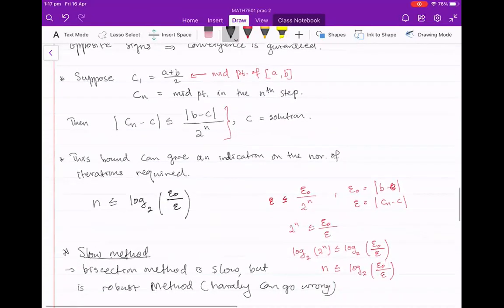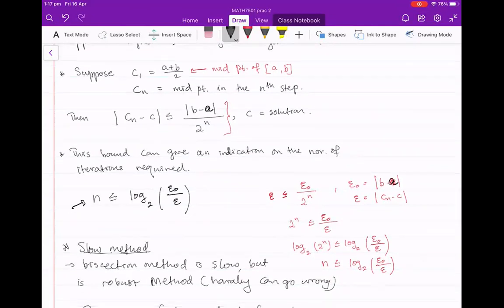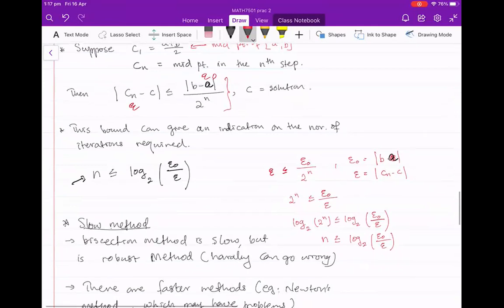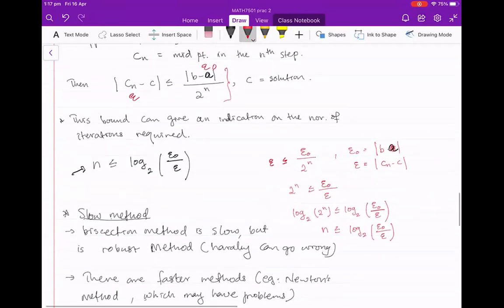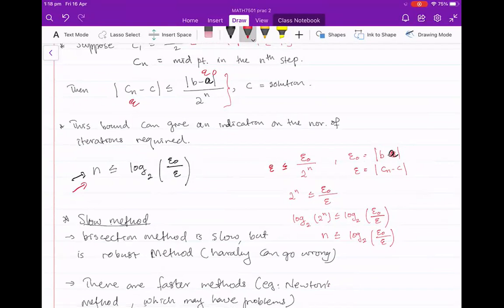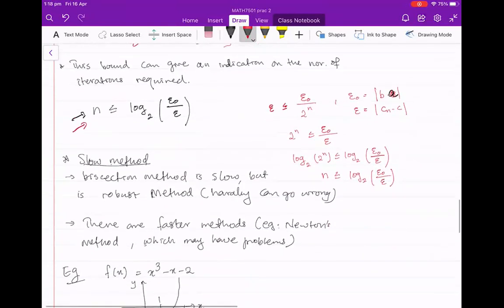Now the number of steps required is given by this. Let's say it is less than or equal to log 2 of E0 divided by epsilon, where E0 is the initial interval length. So the convergence is linear, which makes it slow compared to other algorithms like Newton's method. But this has the advantage that the convergence is guaranteed by the intermediate value theorem.